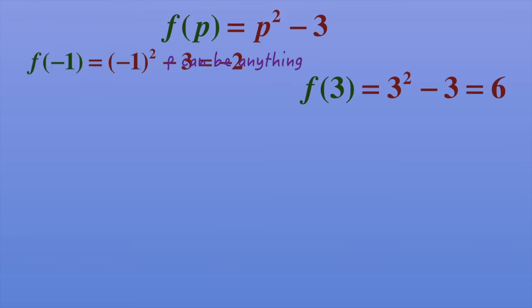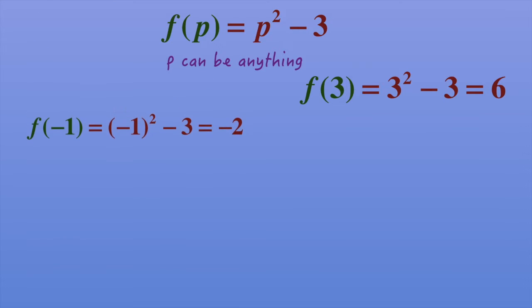f of minus 1. Remember, wherever there's a p, I'm going to just put in a minus 1. Don't forget your brackets, because then you don't make a mistake with the minus. So minus 1 all squared minus 3 equals minus 2. If you're not sure and you can't do them so easily in your head, don't forget, use your calculator and get it right. f of a, remember, don't get confused because there's a letter. Wherever there's a p, you're going to replace it with an a. So you get a squared minus 3.